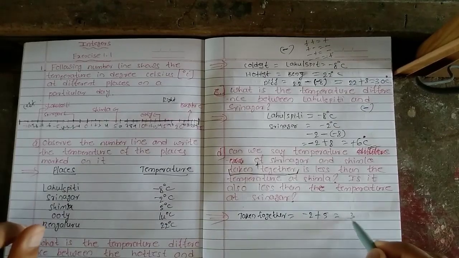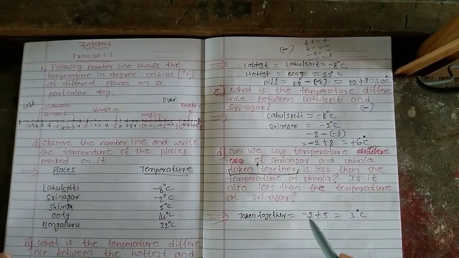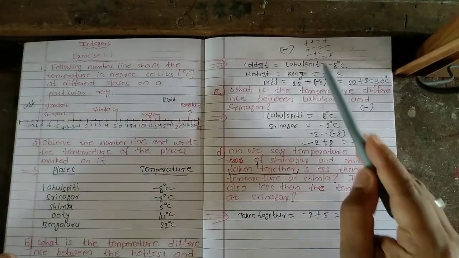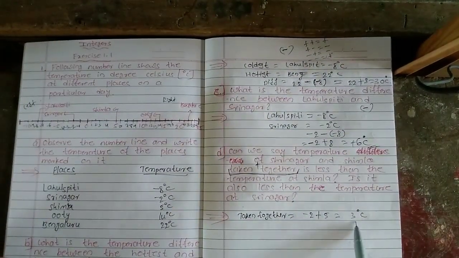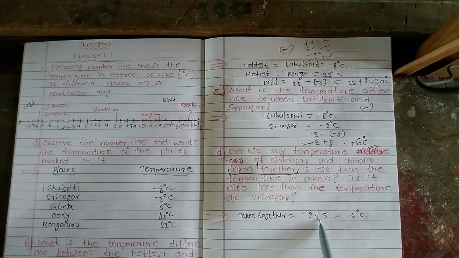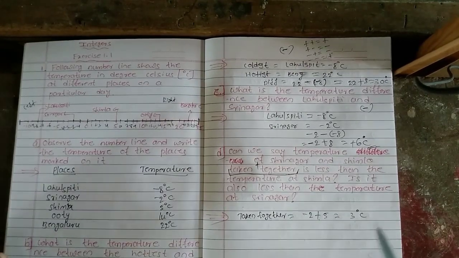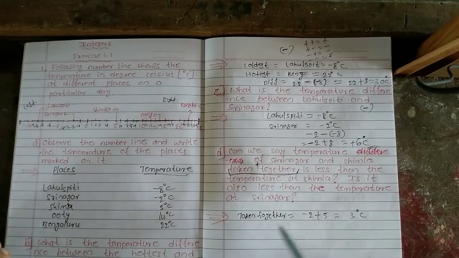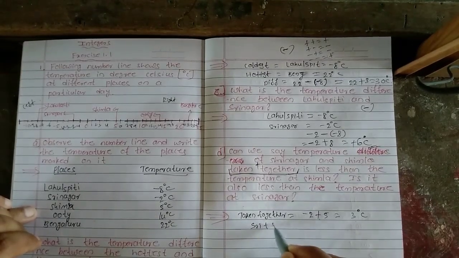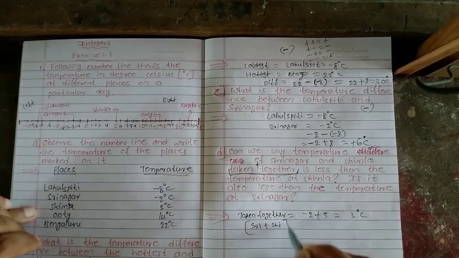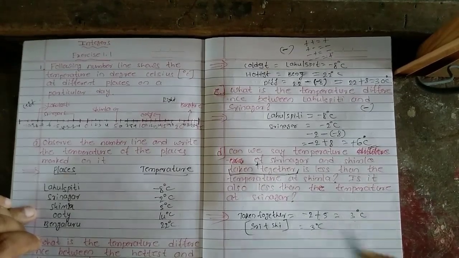Yes, it is 3 degrees Celsius. Yes or no? Minus plus means we have to do subtraction, right? We have to subtract 3. Then the bigger number's sign is plus, which means it's 3 degrees Celsius. So taken together, Srinagar plus Shimla temperature is 3 degrees Celsius.